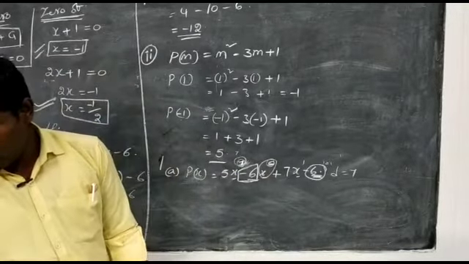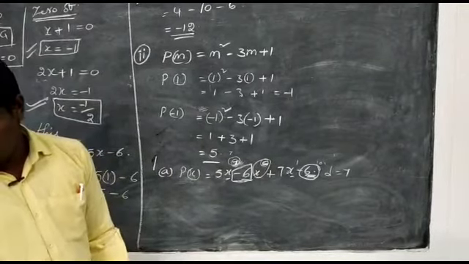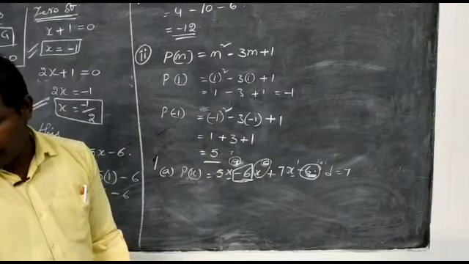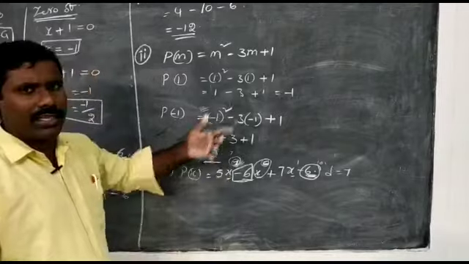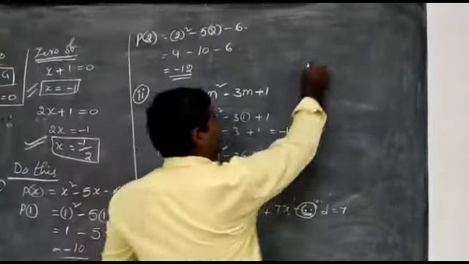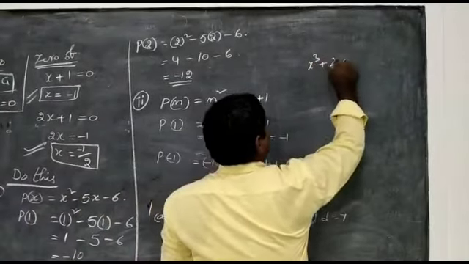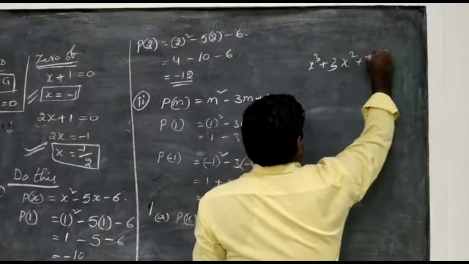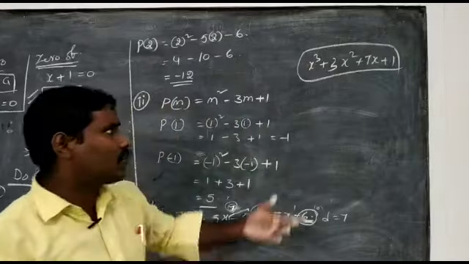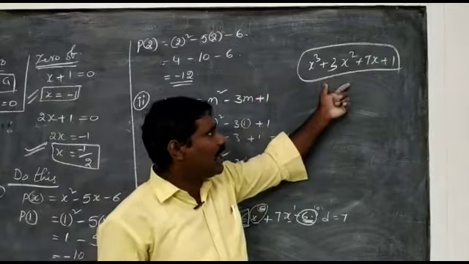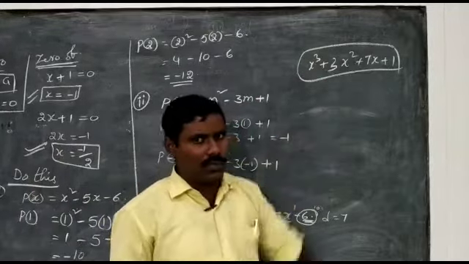Now we are going to the second. Write 3 more polynomials and create 3 questions for each of them. Now you have to create one more problem. For example, I am taking x cube plus 3x square plus 7x plus 1 as a polynomial. From this polynomial you have to create questions. For example, what is the constant term in this given polynomial?